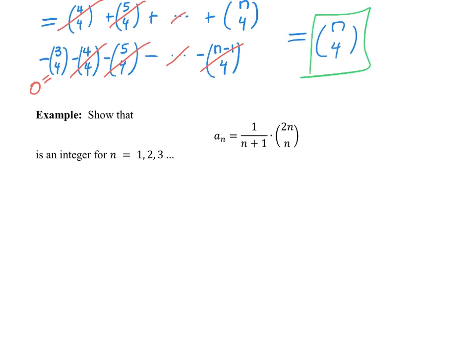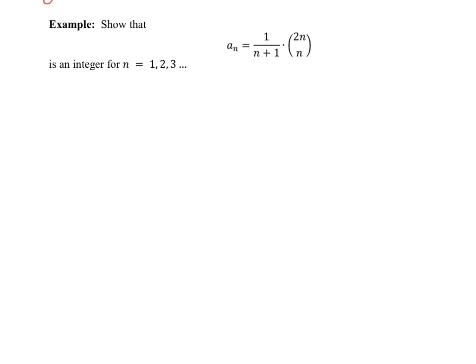All right, next example. We are going to show that this sequence is always an integer. It's not so clear why it's always an integer. We have a combination, and every combination is always an integer. You have objects and you're picking all the ways of getting those objects. You don't have any fractions there. But then we're taking that amount and we're going to divide it by n plus 1.